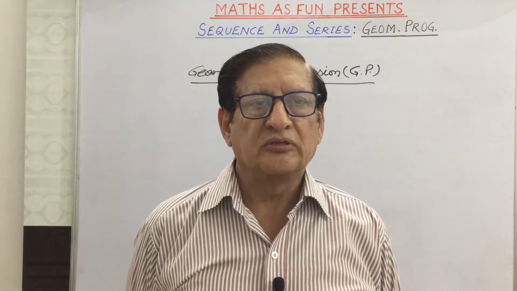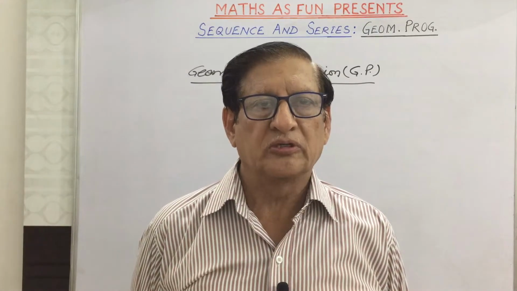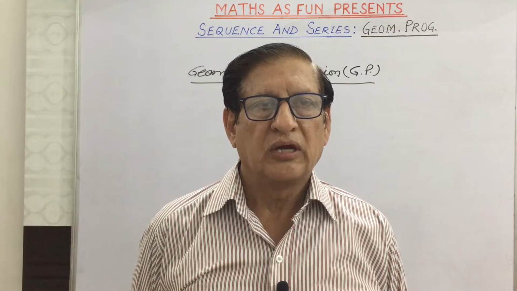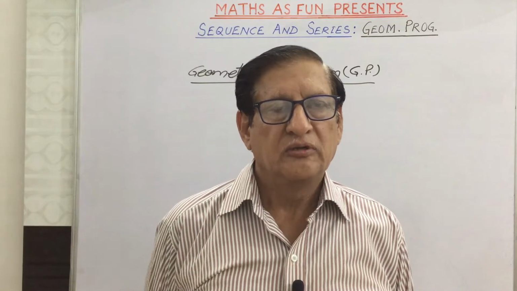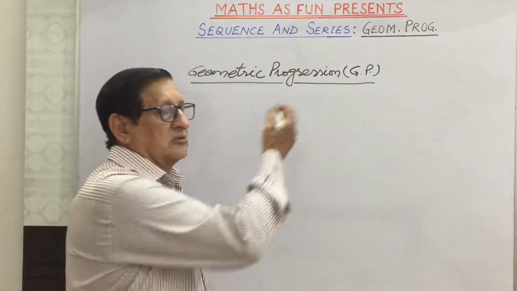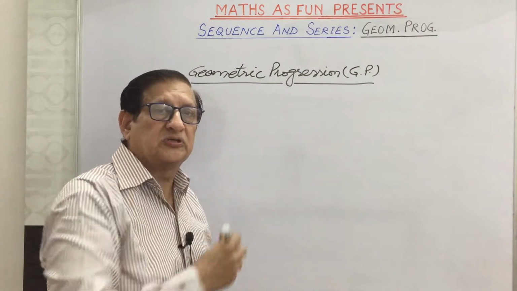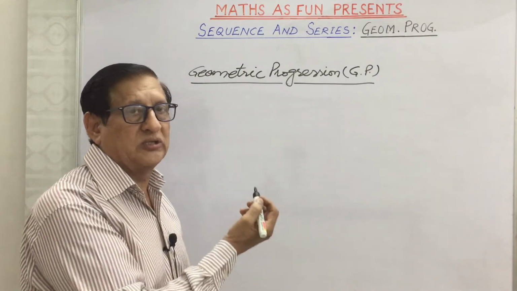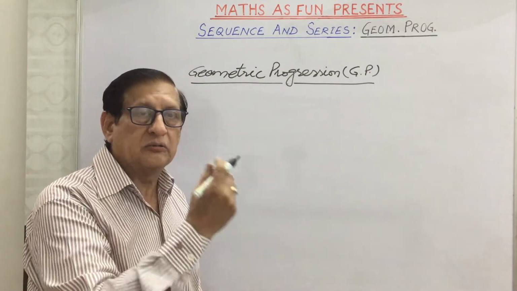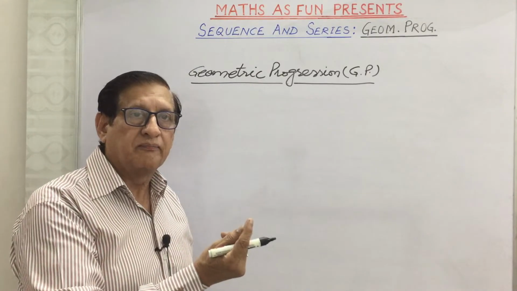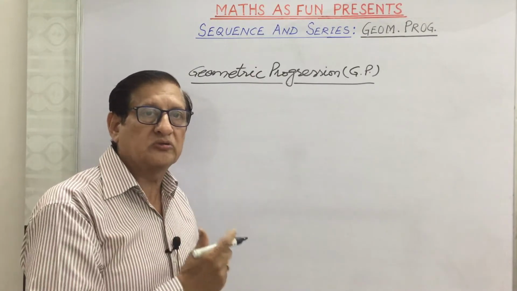Hello everyone, in this video we will learn about geometric progression, its nth term and the sum of n terms. What is a geometric progression, which is also known as GP in short? Actually it is a sequence in which every term is obtained by multiplying its preceding term by a constant.